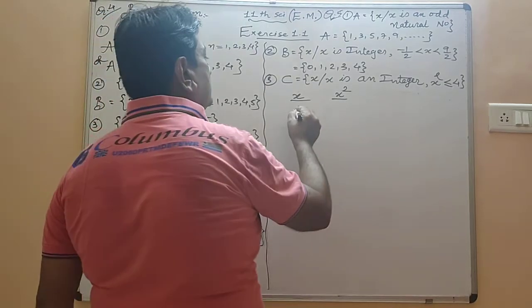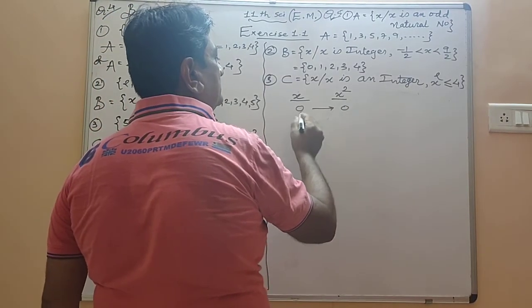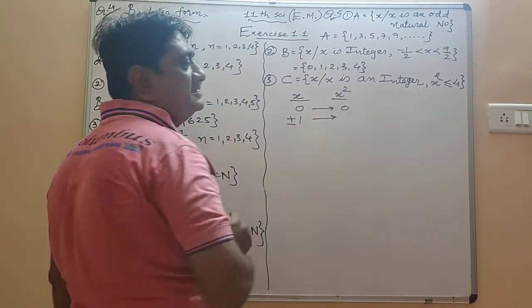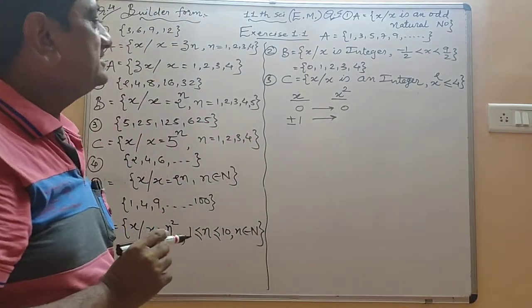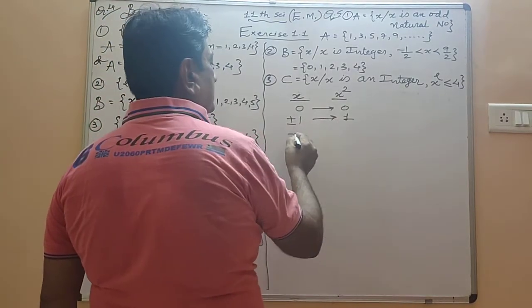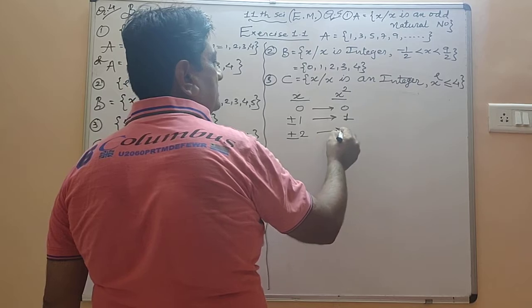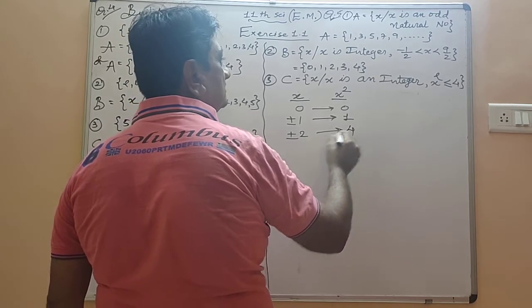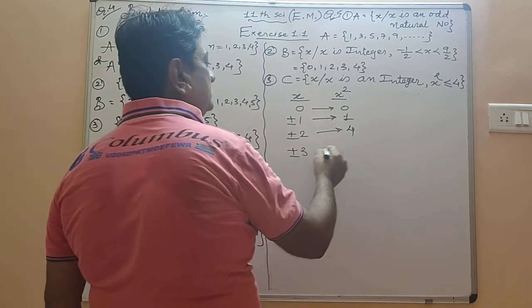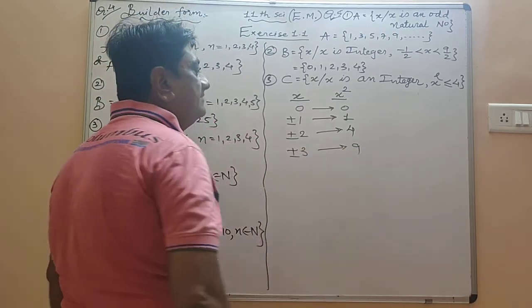How to think about this sum? If you take x value 0, its square is 0. If x value is plus or minus 1, you can take a negative integer also, and its square is 1. If x value is plus or minus 2, its square is 4. If you take x value plus or minus 3, its square is 9.